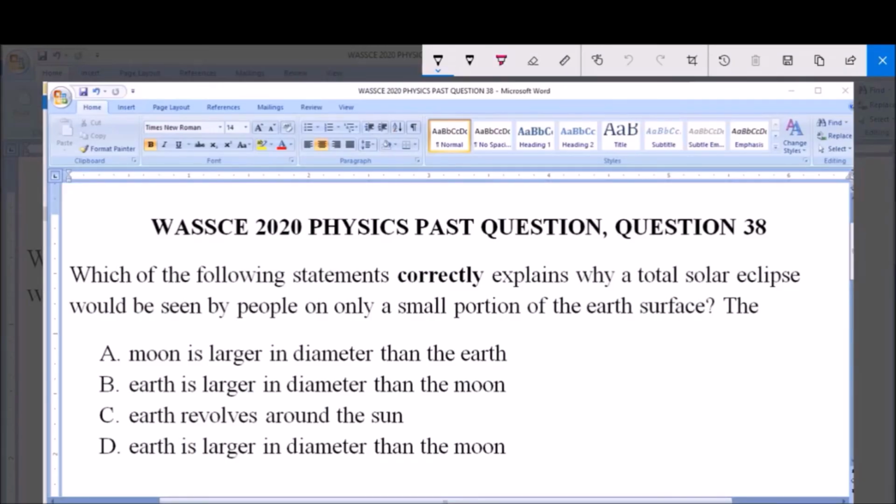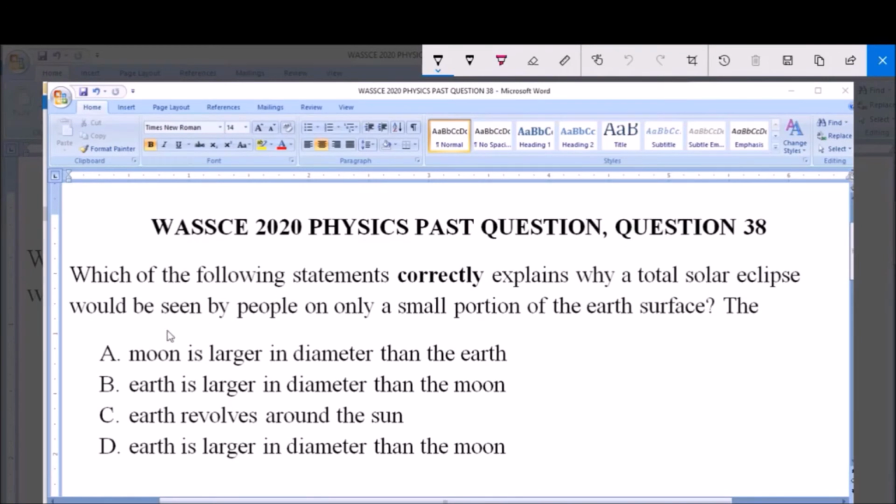I'll be answering WAEC 2020 physics past question 38. Which of the following statements correctly explains why a total solar eclipse would be seen by people on only a small portion of the Earth's surface? A: Moon is larger in diameter than the Earth. B: Earth is larger in diameter than the Moon. C: Earth revolves around the Sun. And D: Earth is larger in diameter than the Moon.